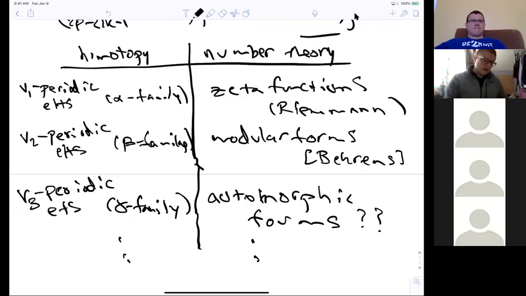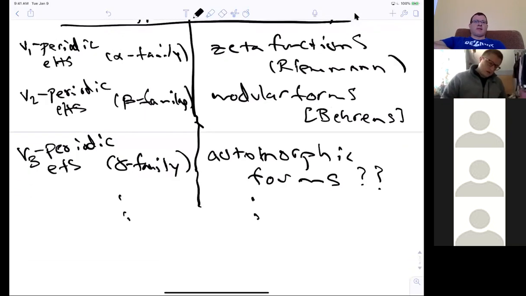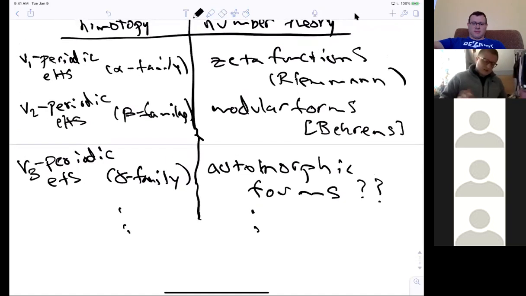And I'll say a little bit more about what happens for v1 periodic elements. But so far, what we've said is that the alpha family corresponds to the special values of the Riemann zeta function. Okay, thanks. And also I should mention, since you brought up Andrew, he has a different take on this, that maybe you could relate these kinds of v2 periodic elements and v3 periodic elements to special values of L-functions of higher period or something like that. But you should ask him about that. That's not something I know too much about.